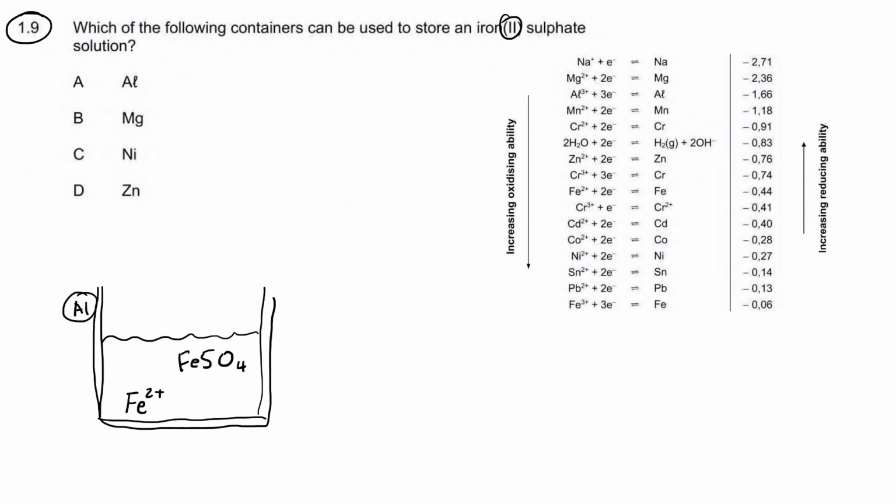Well, when you come back in 6 months, you still want to have iron sulfate. You don't want to have aluminium sulfate. You don't want these to switch places. You don't want a reaction to happen, okay?